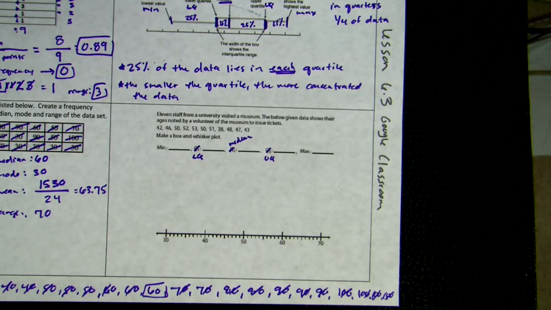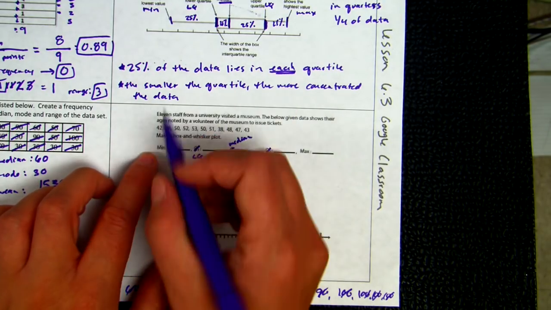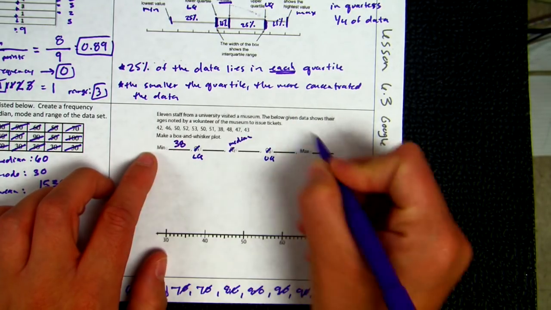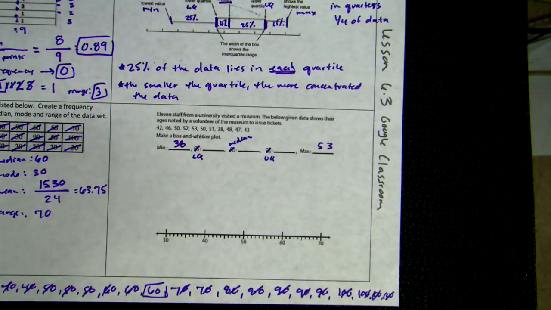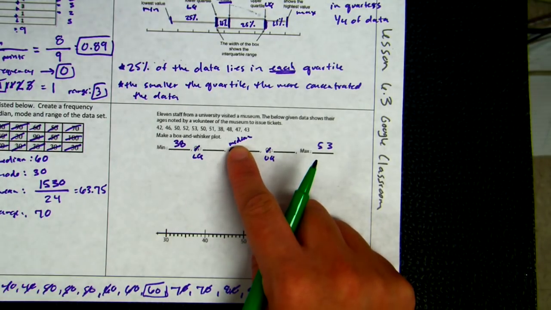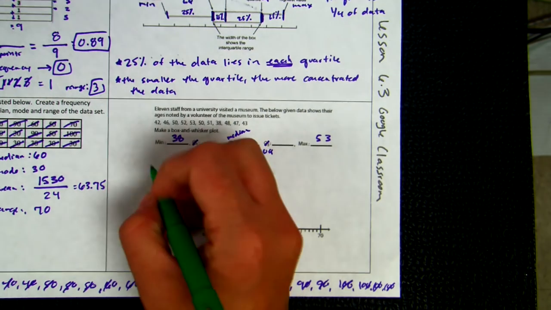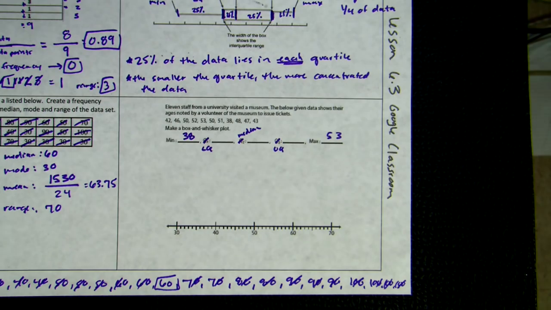Okay, so first thing we want to find is the minimum and the maximum. In this data set, it looks like my minimum is 38 and my maximum is 53. I'm going to try to do these in all different colors so it makes a little more sense when I draw it down here. Next thing I'm going to try to find is the median. Remember, that means that I have to put my data in order. So in order, I want to make sure I don't mess this up. I've already done it once.